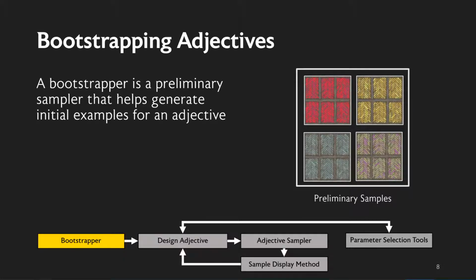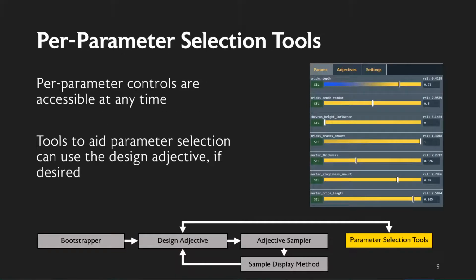The newly created adjective has no scored examples to sample from, so we need a way to generate initial samples. This is handled by a bootstrapper, which generates such designs. Access to the original parameter space is preserved, as designers often want to fine-tune aspects of their design. Per parameter selection tools, such as slider highlighting, can be added to aid this fine-tuning process.